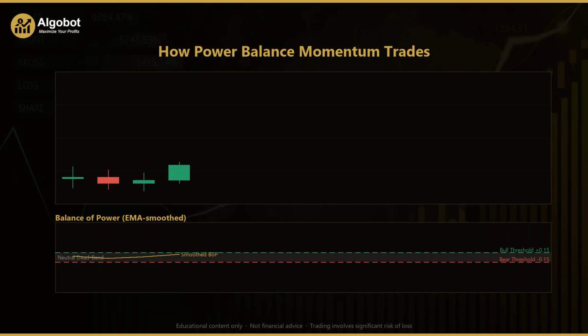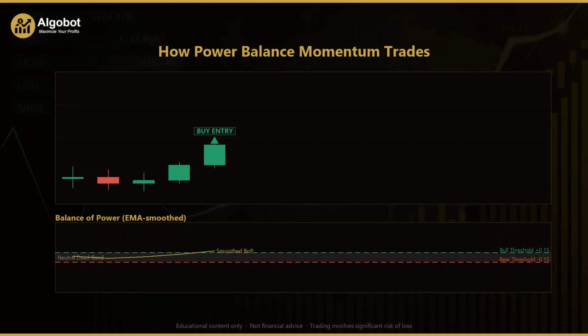Look at the first few candles on the left. Price is drifting sideways, with small bodies and mixed closes. Down in the subpanel, the smooth balance of power line is hovering right around zero, inside the gray deadband. The strategy reads this as indecision, so it stays patient and does nothing. It simply waits. Then the character of the market changes.